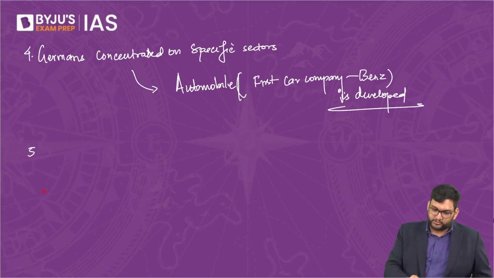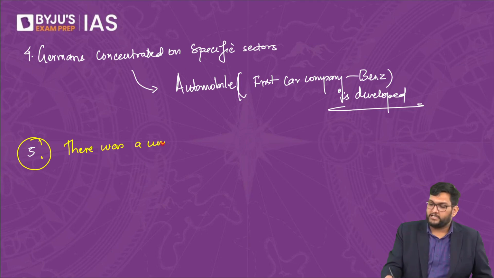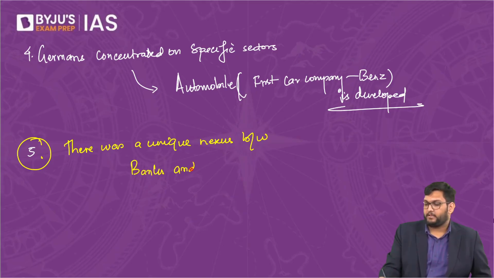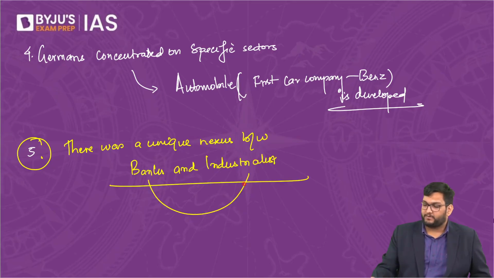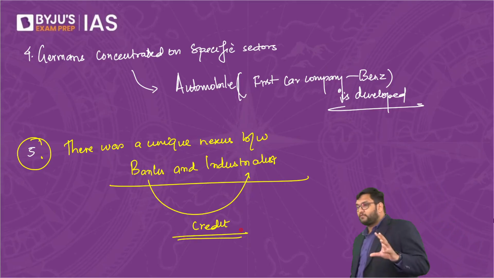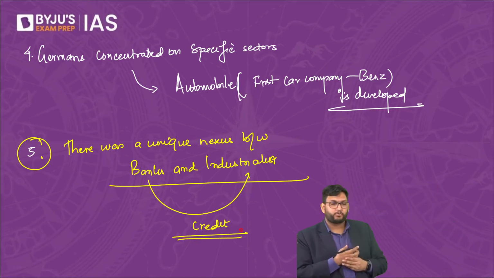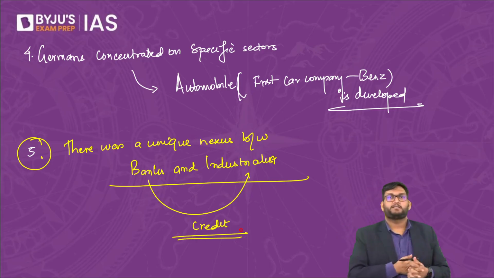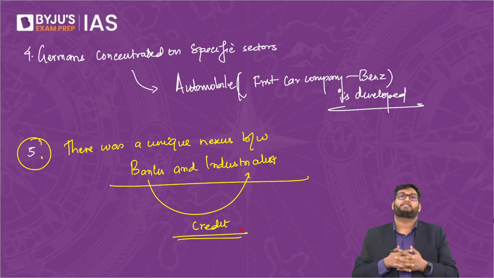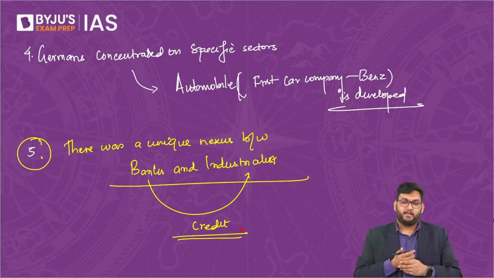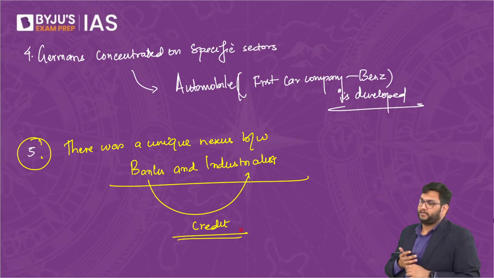And the last and the most important point is, there was a unique nexus between banks and industrialists. Till today it is there, that the banks were very ready to give credit to the industrialists, and all the savings of the people was pushed into the German industrial sector itself. There's a very standard thing which happened in that regard.